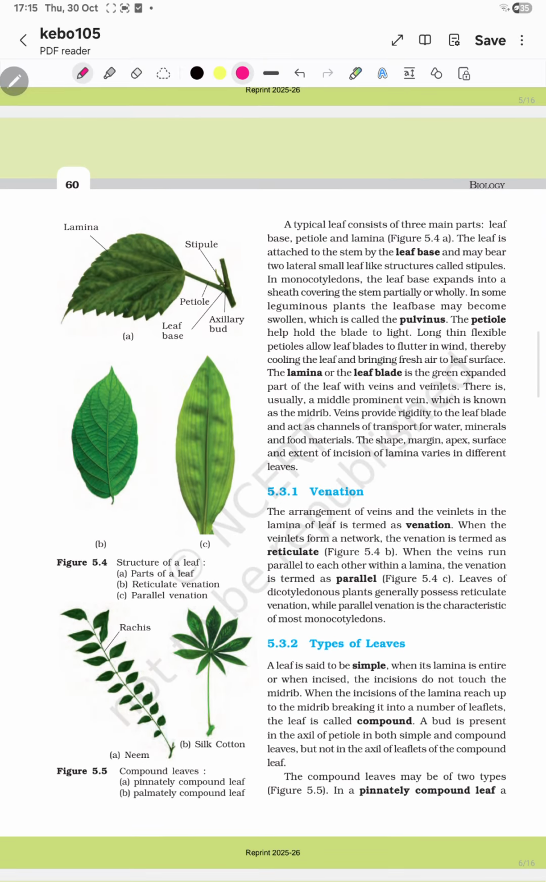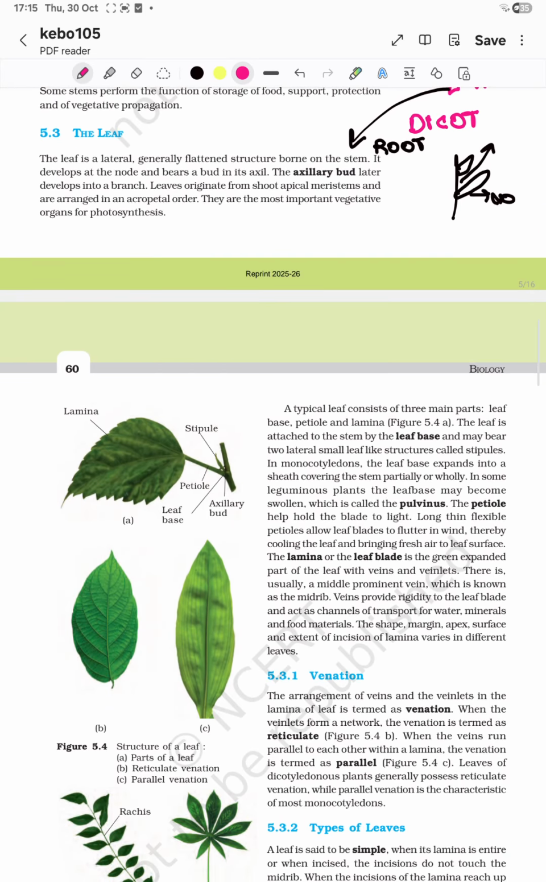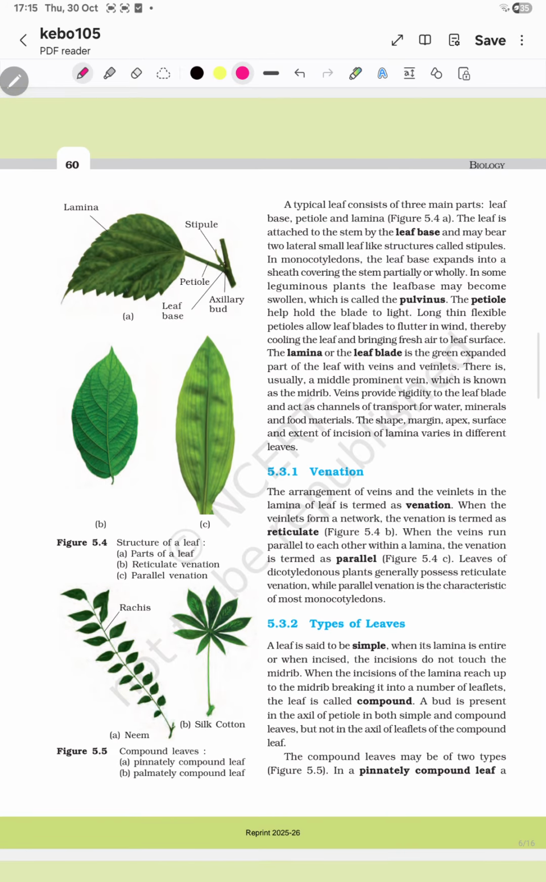Now, going to the leaf. In the leaf, the shoot apical meristems are arranged in an acropetal model. This they can ask you. And where does the leaf develop from? The axillary bud.